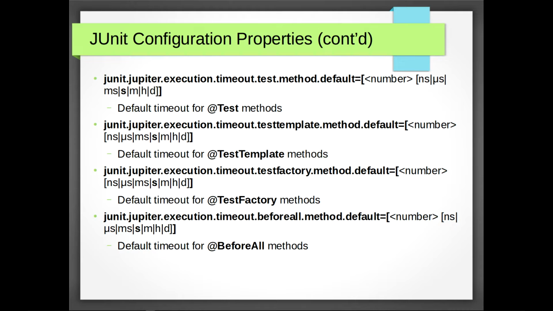Alright, the next one deals with the default timeout for @BeforeAll lifecycle methods. And it is junit.jupyter.execution.timeout.beforeall.method.default equals a number of either nanoseconds, microseconds, milliseconds, seconds, minutes, hours, or days. And I'm going to be back in 45 seconds to go to the next slide.